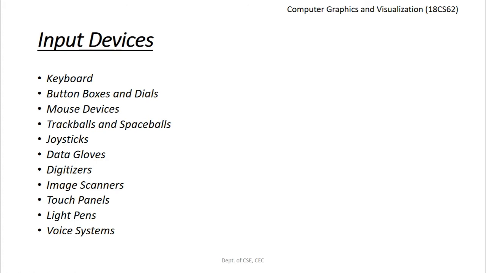So it's a glove that can be worn on the hand, consisting of a series of sensors which can detect the hand and finger motions, which can be used to grasp a virtual object in a virtual scene. It can also be used to manipulate the objects in a virtual scene. That is about the data gloves.